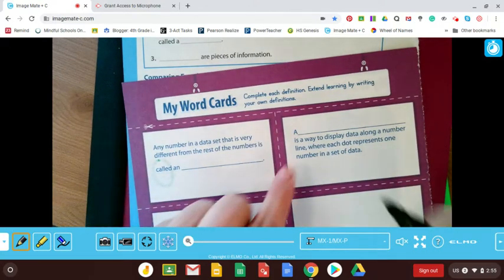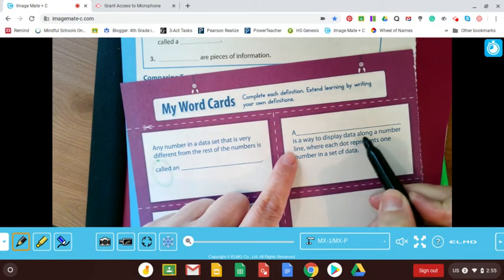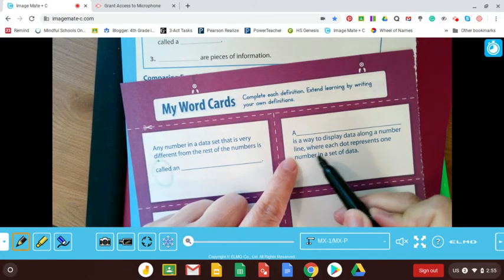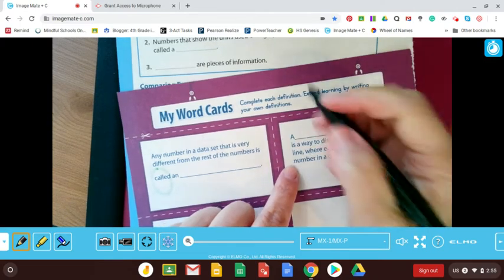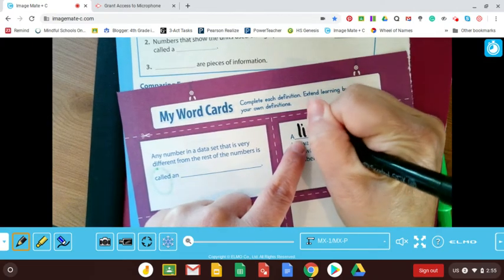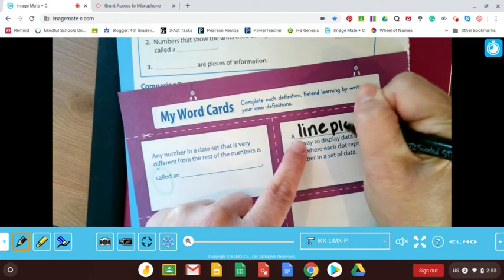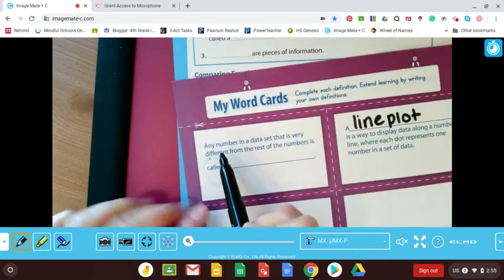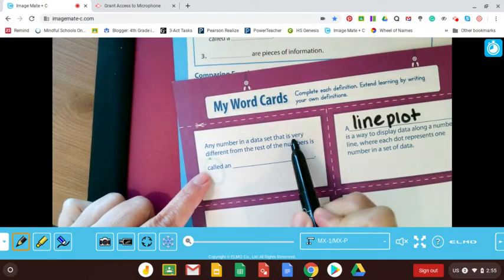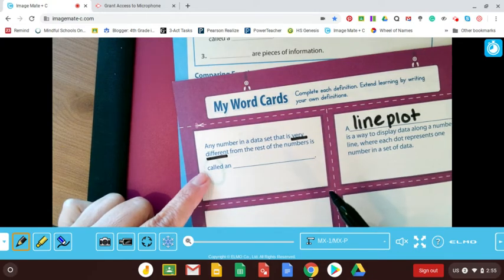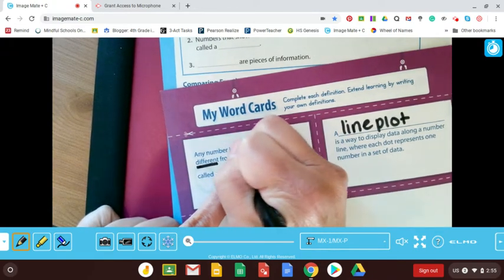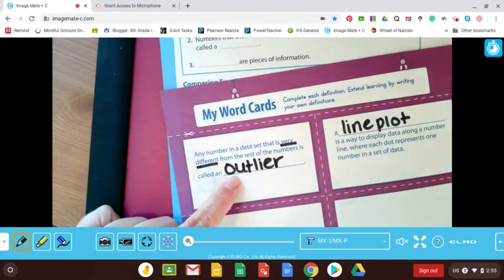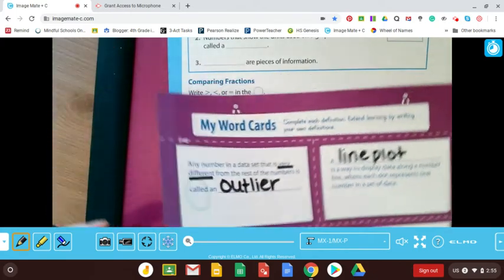Let's do this. A blank is a way to display data along a number line, where each dot represents one number in a data set. The answer here is line plot. So fill that in. Any number in a data set that is very different from the rest of the numbers is called an outlier. All right, done with our word cards.